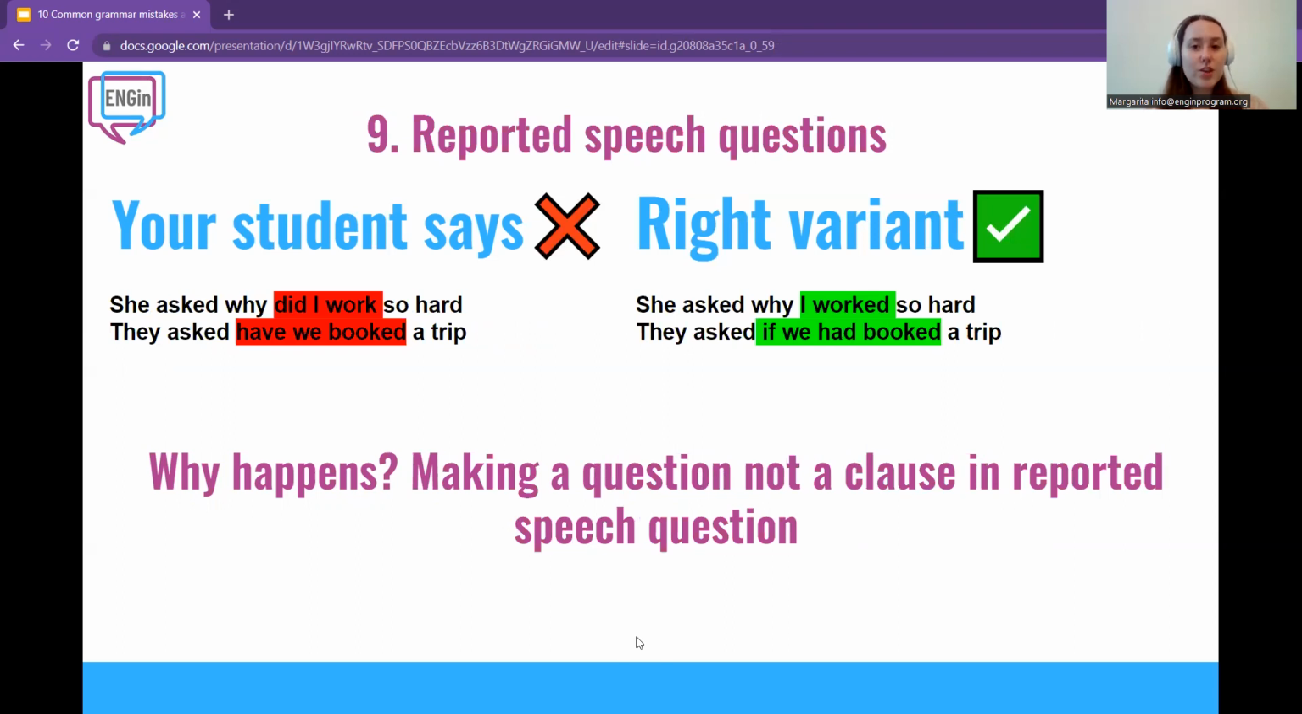Reported speech questions. When transforming direct speech into reported, even advanced learners often confuse the order and the format they need to follow. It's no longer going to be a question, but part of a sentence clause. So, pay your learners' attention to these indirect questions.